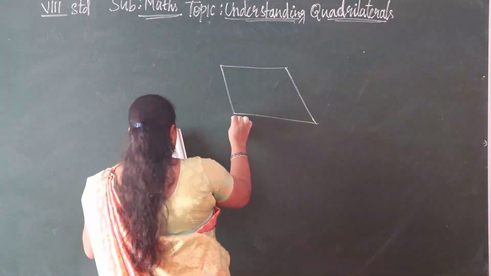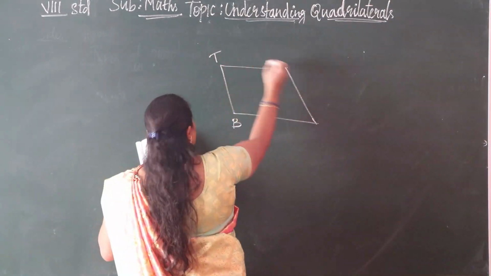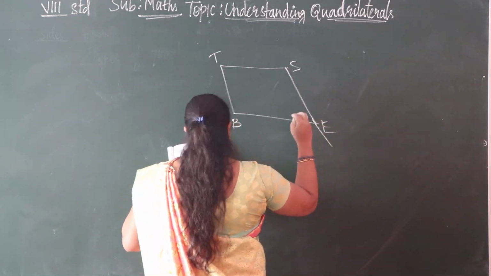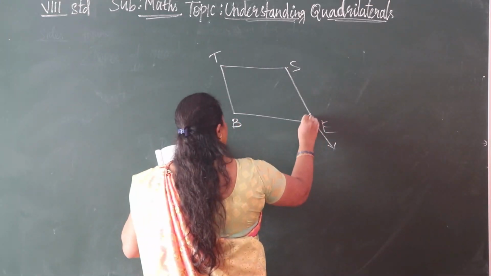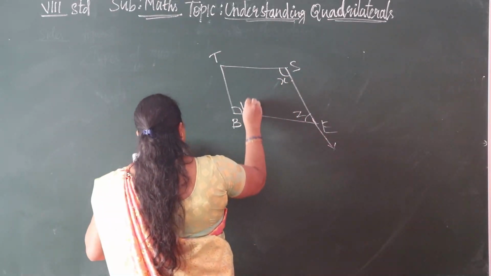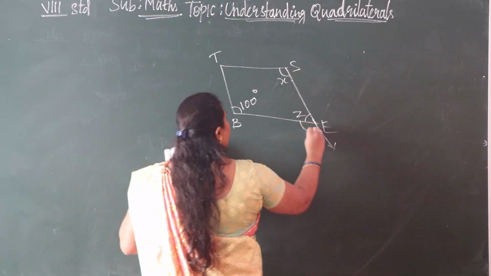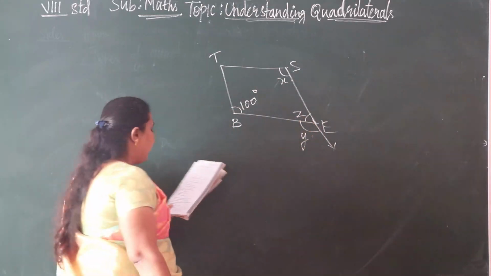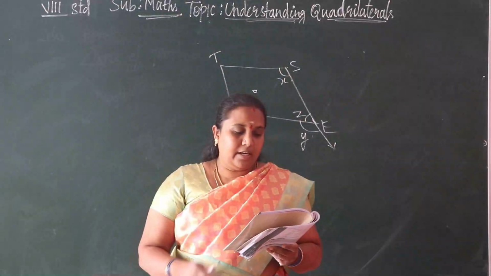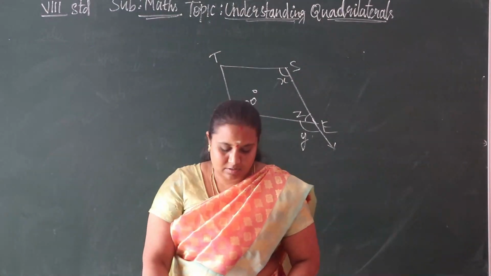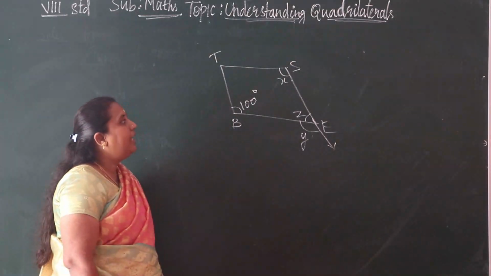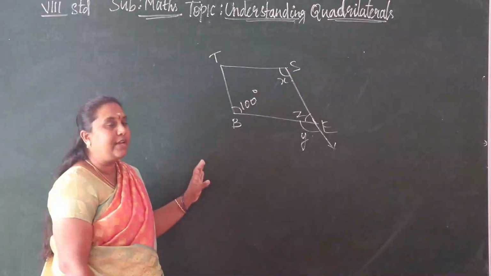So here B, T, S, E. Z, X, this is 100 degree. So we want to find out the values of x, y and z. How to find them here? We want to find the values of x, y and z.